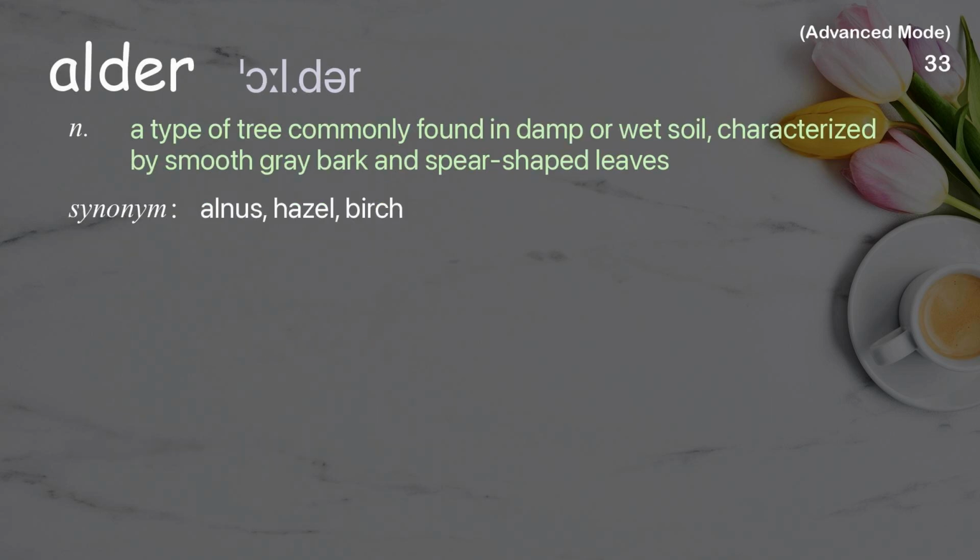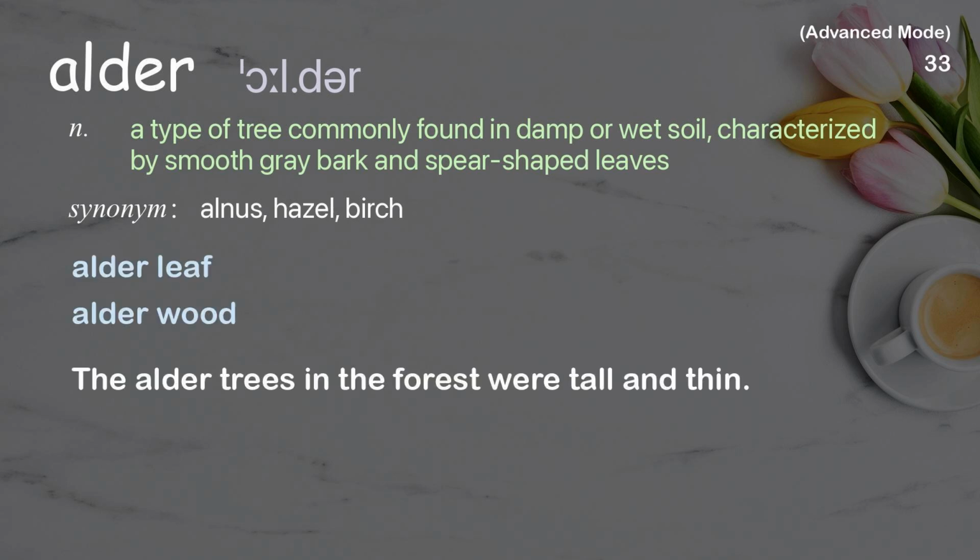Boulder. A type of tree commonly found in damp or wet soil, characterized by smooth gray bark and spear-shaped leaves. Examples: Alder leaf. Alder wood. The alder trees in the forest were tall and thin.